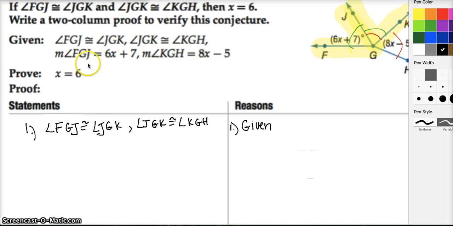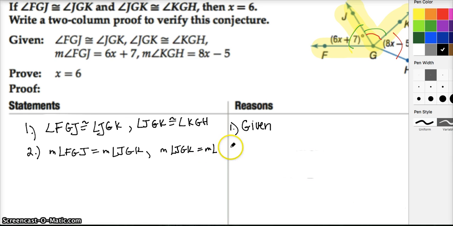I didn't write the whole thing. I'm going to save this part for a little bit later. And so now that I've got that given, now I want to talk about something else. I want to talk about not just the congruency, I want to talk about the measures. That's a little bit different. Congruent means that the shapes are exactly the same. Measure means that the measurements are the same. All right, and so that's going to be a little important for me to do. So now I want to just say that I'm going to emphasize the fact that the measure of these angles are also congruent, are also equal as well. So the measure of FGJ is equal to the measure of JGK, and the measure of JGK is equal to the measure of KGH.